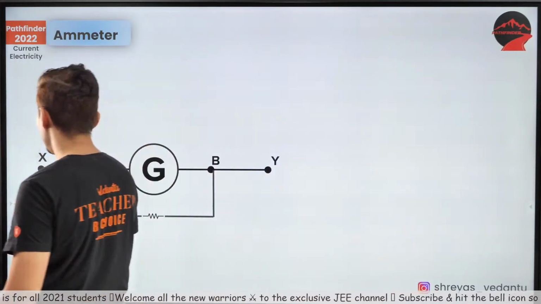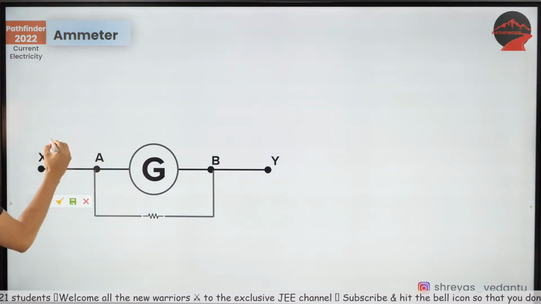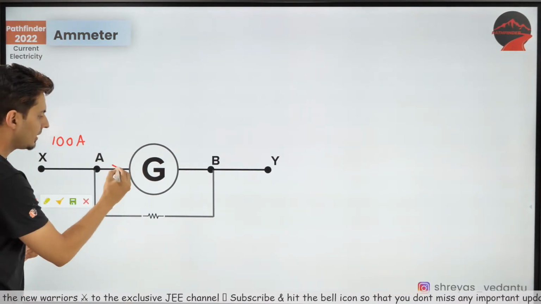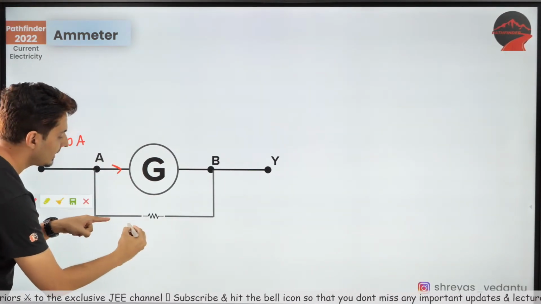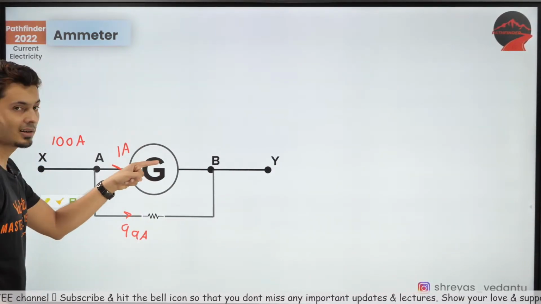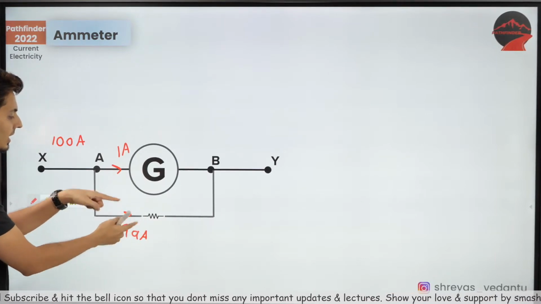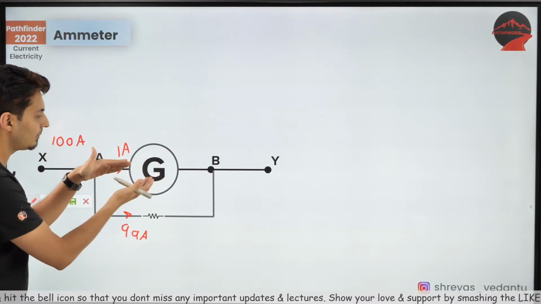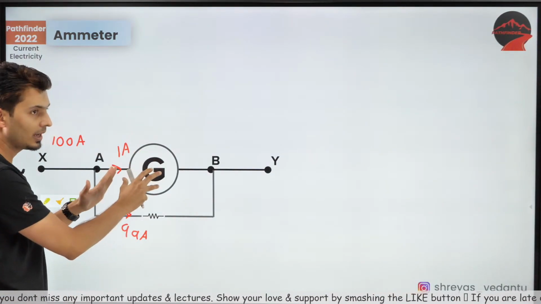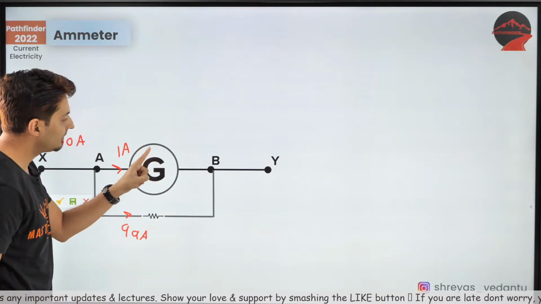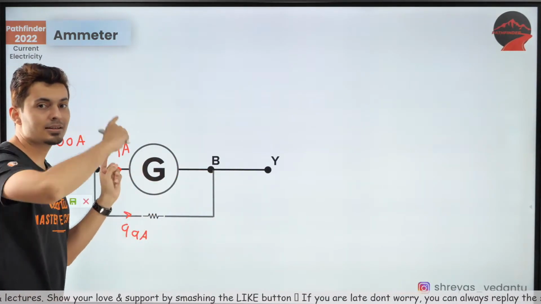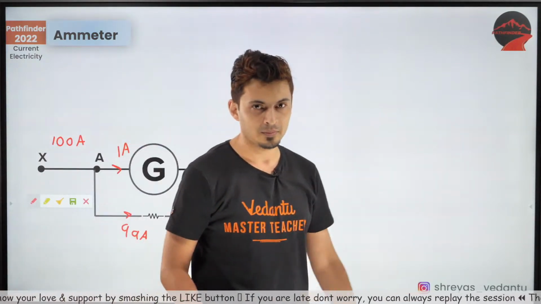So think about it this way, guys. I have 100 amperes of current, a huge current, but I give 99 amperes from here and only 1 ampere from here. I choose this resistance in such a way that this is 99 amperes, this is 1 ampere. So what will happen is that a small current is flowing through the galvanometer. This galvanometer will deflect, and once it deflects, I can indirectly measure the current. I hope you get this point.